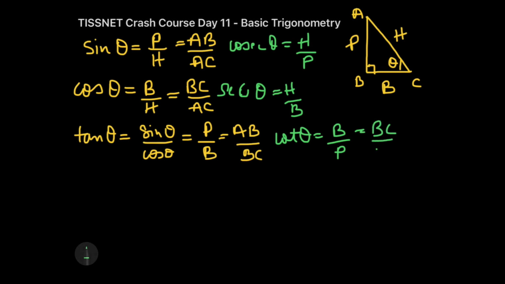So you can just remember it like this. These are the 6 essential things which you need to remember with respect to the ratios. Now there are certain more things which we know. If I multiply the reciprocals, I know it will give me 1. So that means sin theta into cosec theta will give me 1, because they are reciprocals. Same applies to cos and sec, same applies to tan and cot.